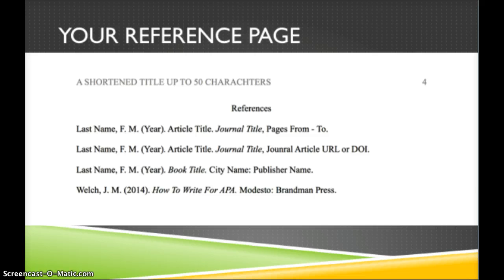The format for writing an APA reference is quite simple. It's last name, and then you'll see first and middle initial. You will see the year. You will see the title of the item, whether it's an article or a book. You will then see the name of the journal, in the case of a journal in our first example, and pages whatever to whatever, depending on the particulars.